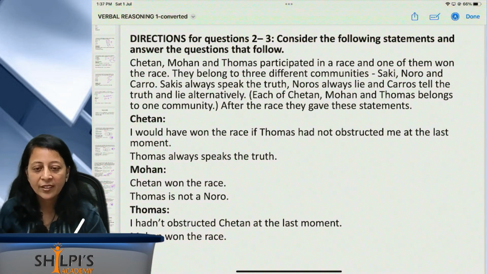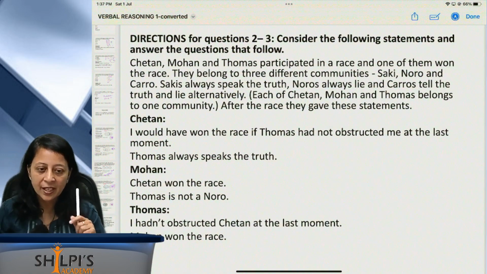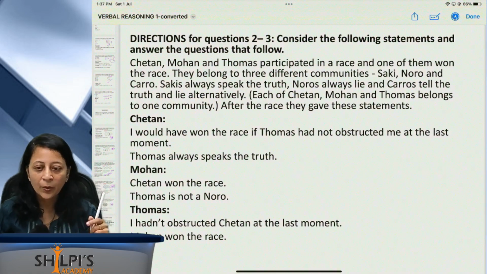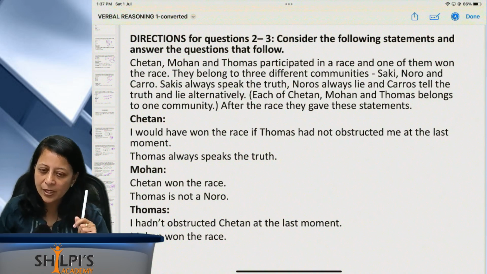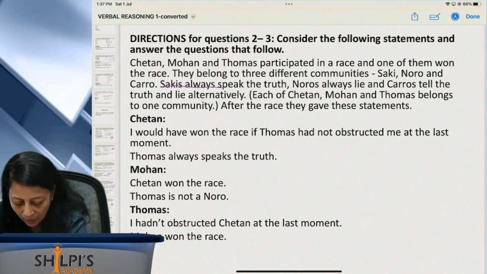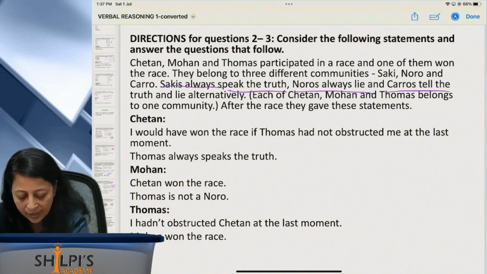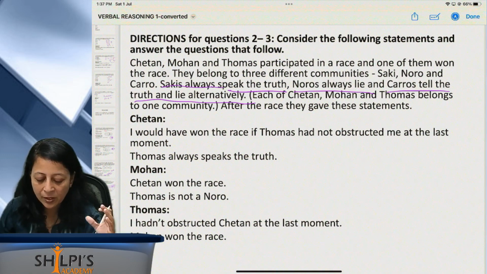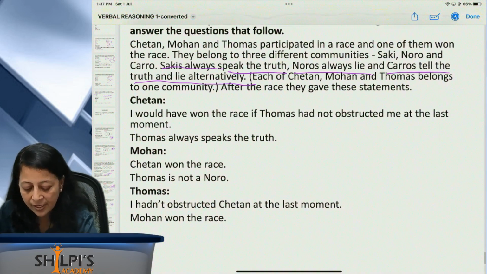Second one: Chetan, Mohan and Thomas participated in a race and one of them won the race. They belong to three different communities, Saki, Noro and Karo. Sakis always speak the truth. Noros always lie, and Karos tell the truth and lie alternately. Each of Chetan, Mohan and Thomas belongs to one community. After the race, they gave these statements.